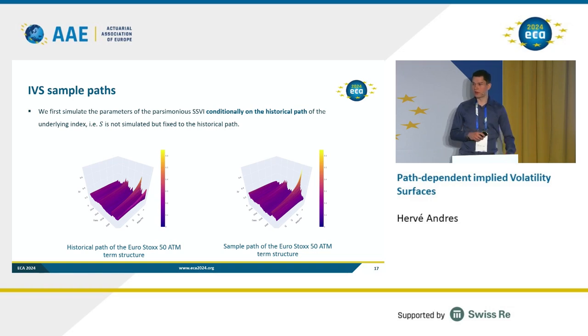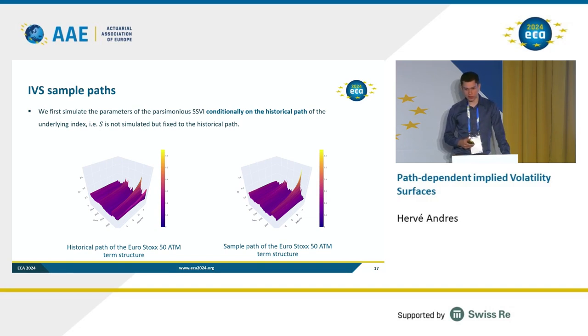So now, what are our results? Because at the end, we made a lot of work, but does it produce realistic implied volatility surfaces over time? So the first thing we did is to look at sample paths, and we fixed the path of the underlying asset price. So we fix S to the historical path, and we only simulate the implied volatility surface, so A, P, rho, and eta.